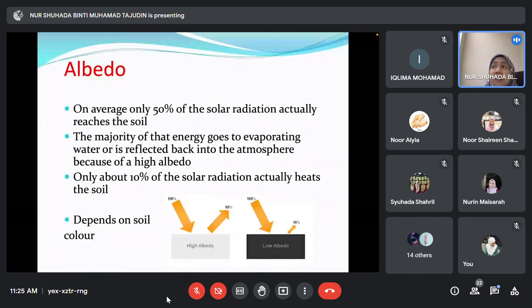But if the soil, macam dekat kawasan rumah kita, the soil will absorb the heat. When soil absorbs the heat, the heat will be stored in the soil. Another good thing is that soil can act as a heat sponge, dia tolong simpan. Albedo is affected by the angle at which the sunlight strikes the soil. It depends, and rain in temperate countries.